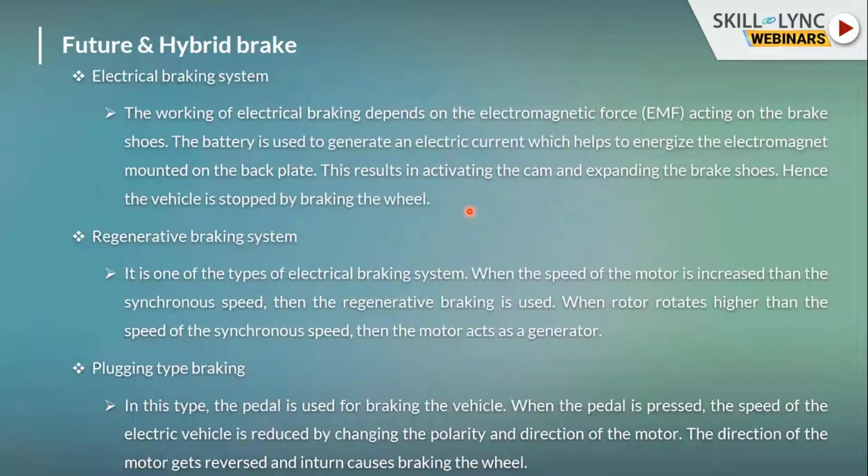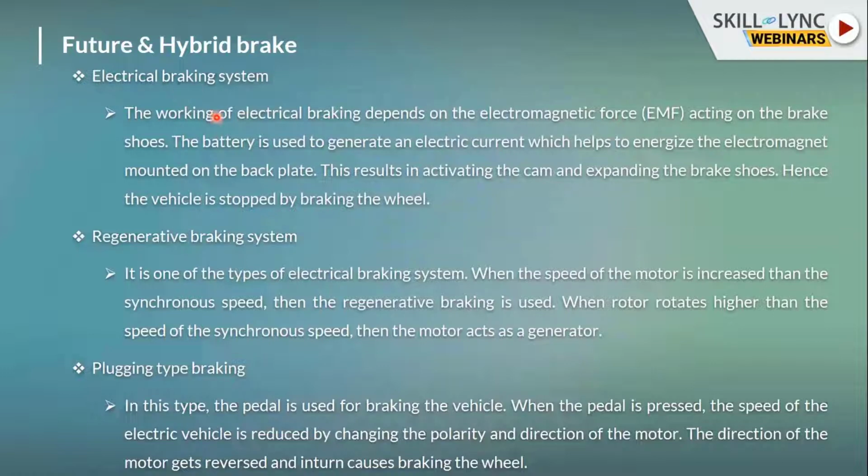So next one is future and hybrid brakes. In future, how are the brakes going to work, and what hybrid technologies are being used in brakes? I'm just giving a glimpse on this topic. I'm not going into detail on these topics.